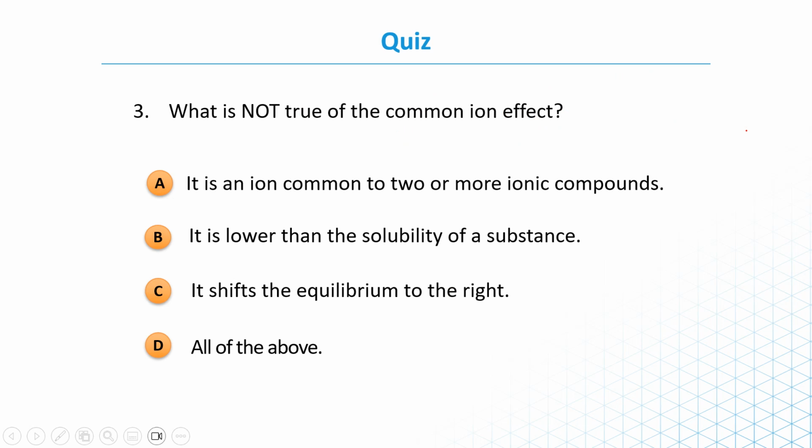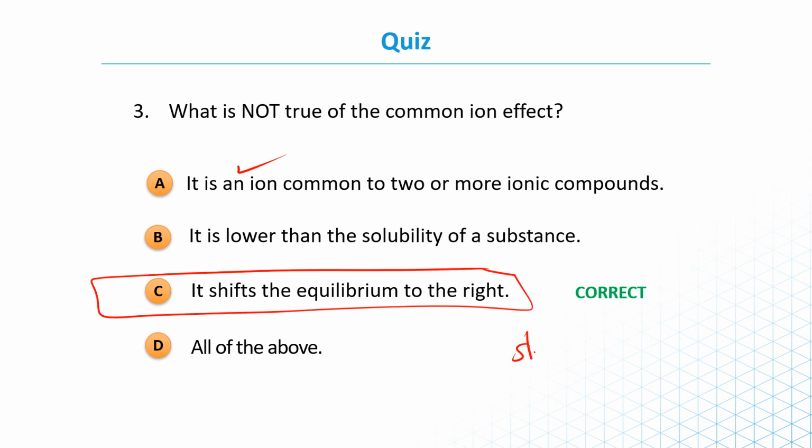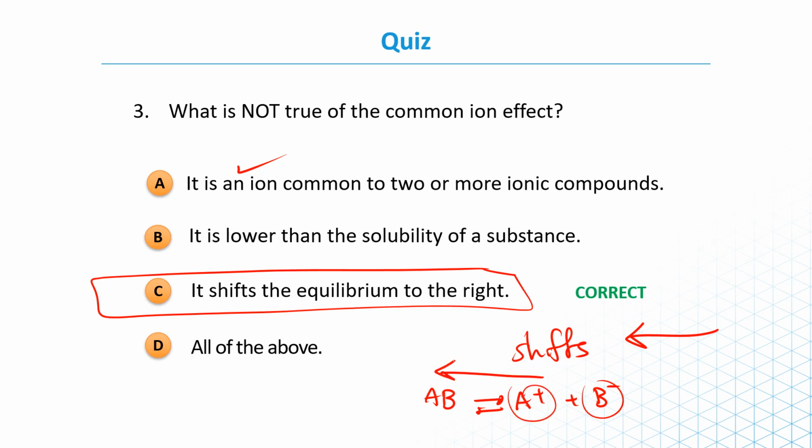Okay, which is not true of the common ion effect? It is an ion common in two or more ionic compounds. Actually, this is true. It is lower than the solubility of the substance. It shifts the equilibrium to the right. So actually, the correct answer should be this one, because it shifts the equilibrium to the left. Remember, it is A+ and B-. If you add any one of these, which is the common ion, the equilibrium will shift to the left.